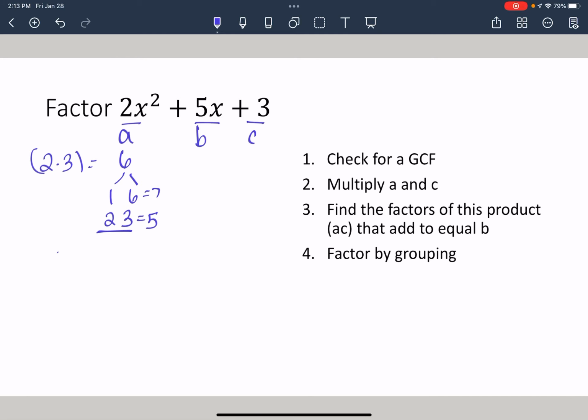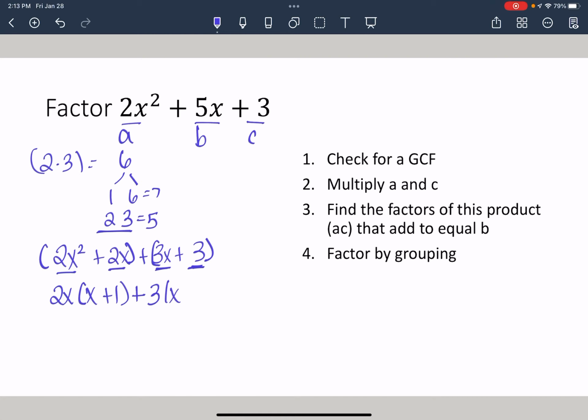So let's expand out our trinomial. It'll be 2x squared plus 2x plus 3x plus 3. We put our terms together 2 at a time. The GCF of 2x squared and 2x is 2x, leaving me with x plus 1. Plus, out of 3x and 3, the GCF is 3, leaving me with x plus 1. So when I write this out, this is going to be x plus 1 times 2x plus 3.